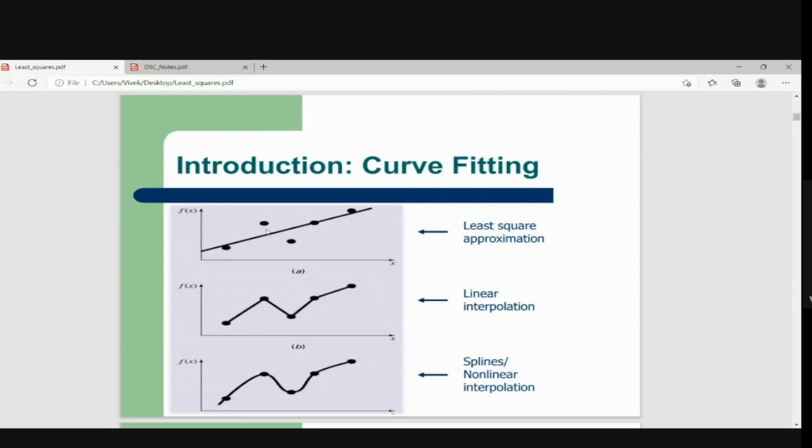So what do we do? This is what we call the least square approximation, that is shown in the first graph. And in the second graph, we are approximating this with the linear interpolation. It can be a spline also. In this case, it is not exactly the linear interpolation. It is a type of spline, because we are connecting the lines. So 5 points are there. Now I connect the first 2 points with the line, then second and third, third and fourth, and fourth and fifth with the line.